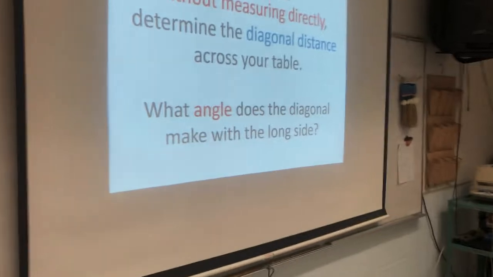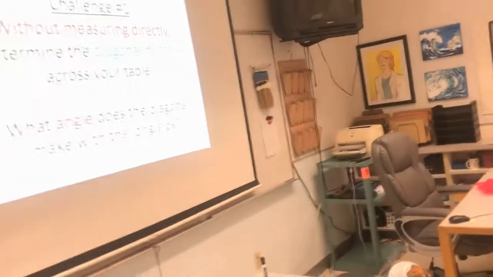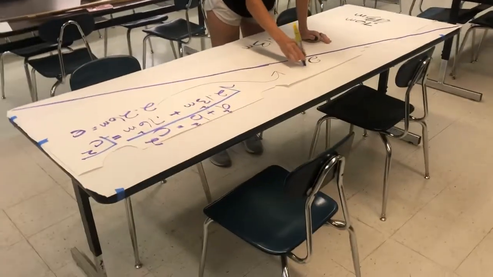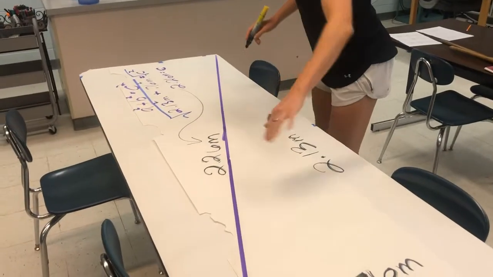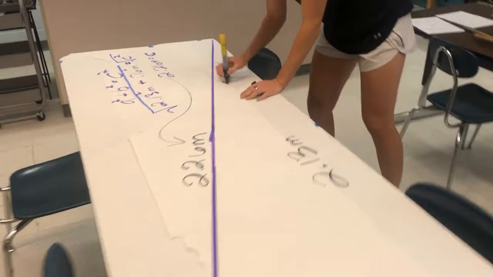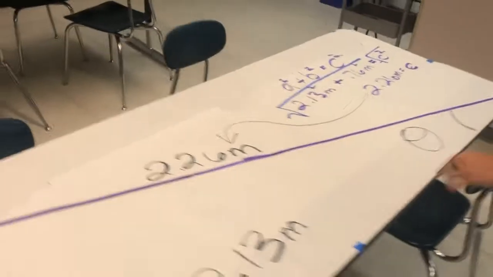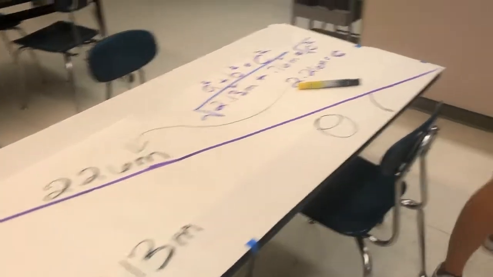All right. Okay, so my last question. It says, what angle does the diagonal side make with the long side? So let me just come over here. I'm gonna draw some things on here. I'm gonna write 2.26 meters right here just so you guys can see it. And the question is, what angle does the diagonal side make with the long side? So this is the angle right here that we wanna find. How do we do this? Well, I'm gonna come back up here to the board.